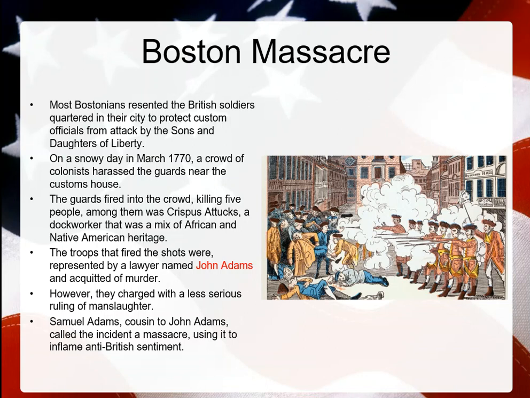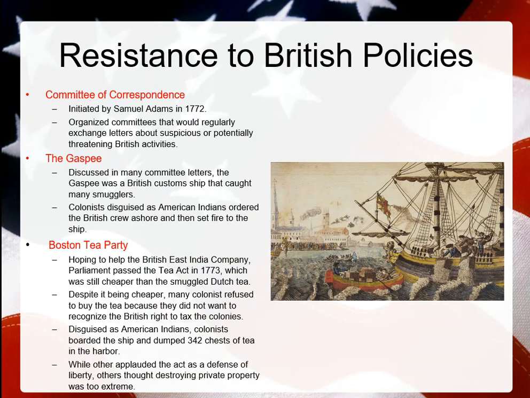Among them was Crispus Attucks, a dock worker who was of mixed African and Native American heritage. And Crispus Attucks is going to be used throughout other parts of American history, so don't forget that name. The troops that fired the shots were represented by a lawyer named John Adams, and they were acquitted of murder. However, they were found guilty of manslaughter. Samuel Adams, the cousin of John Adams, called the incident a massacre, and he tried to use it to inflame anti-British sentiment, and it's still called the Boston Massacre today. So apparently, he was successful in that.